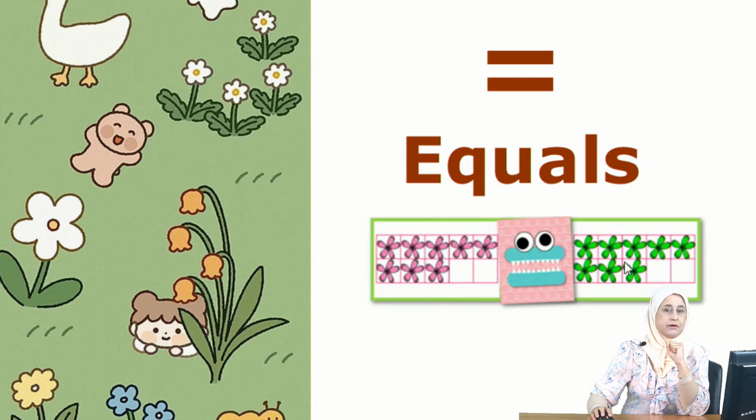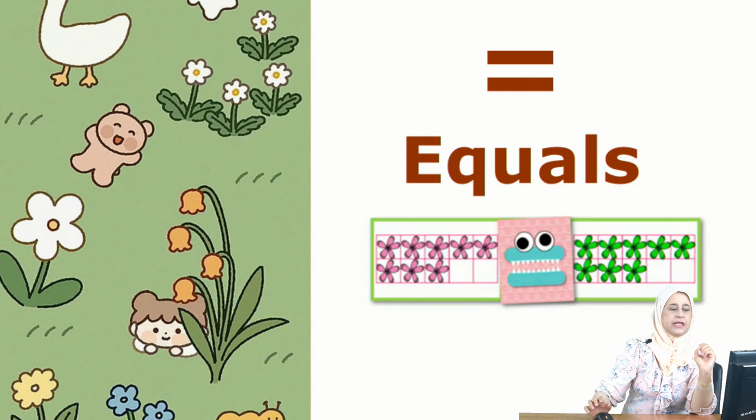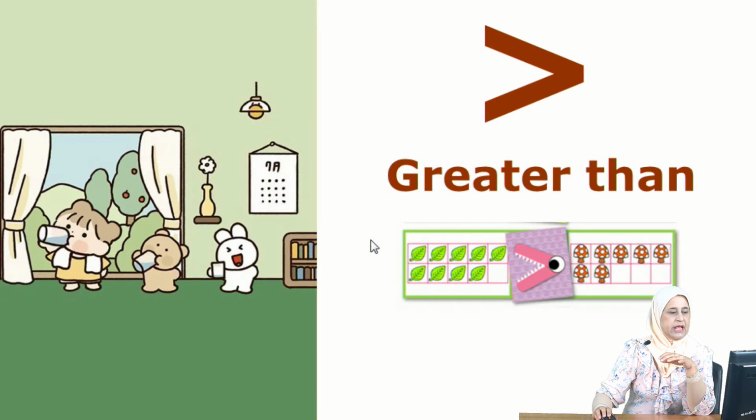Now we go to the green color flower. 1, 2, 3, 4, 5, 6, 7, 8. The green flower is also 8. The purple is 8. So this is, we say, equal. Same number, same quantity, same number. Equal. So in English, we say equal, okay? The next one, Teacher BB is going to explain.